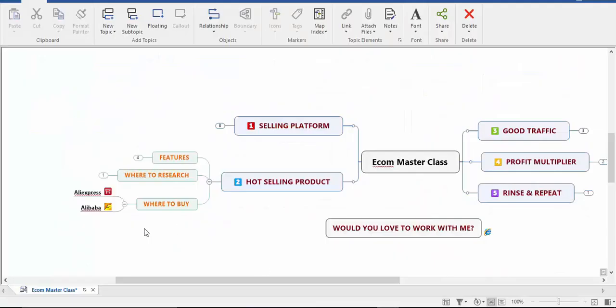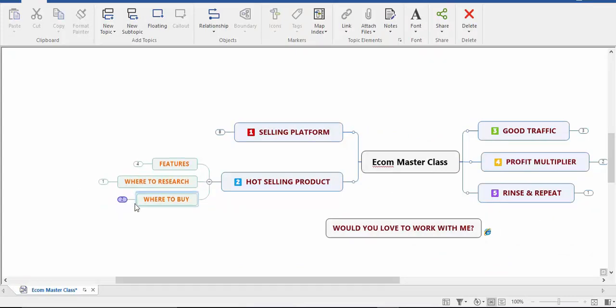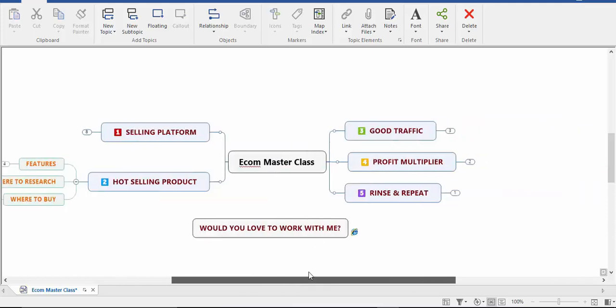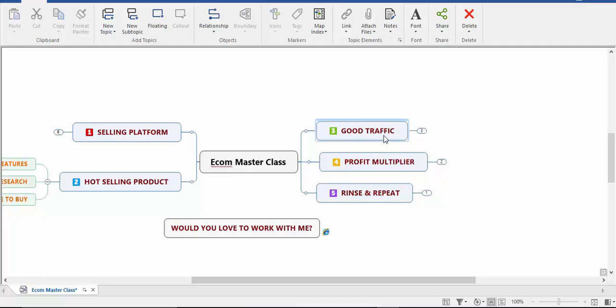So we just talked about where to get this product. You can get it on Alibaba, you can get it on AliExpress, and there are other secret websites too where you can get this product. I'll be sharing them at the end of the video. Now, the next thing is to get good traffic. You have your platform where you want to sell. You have your product in place.